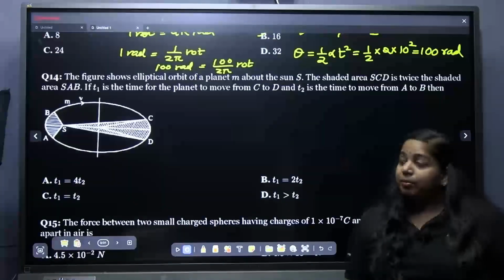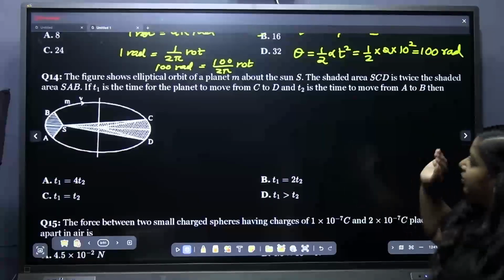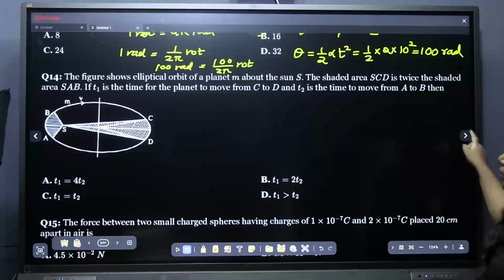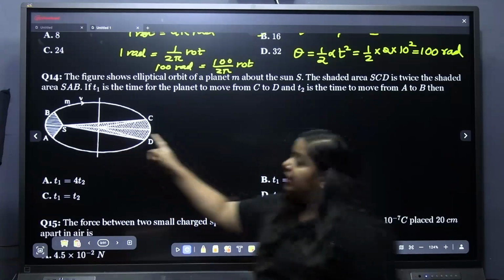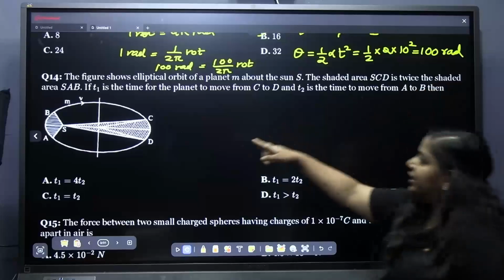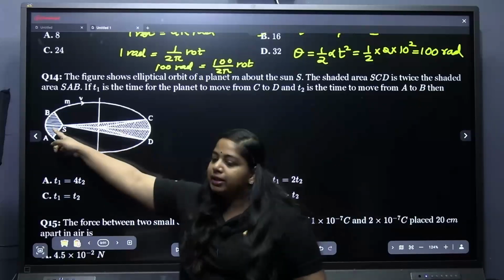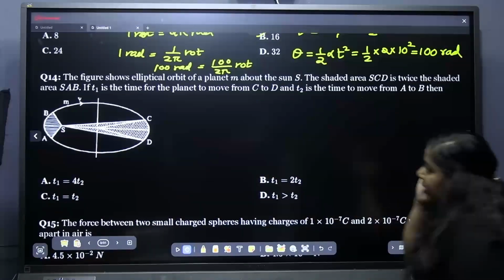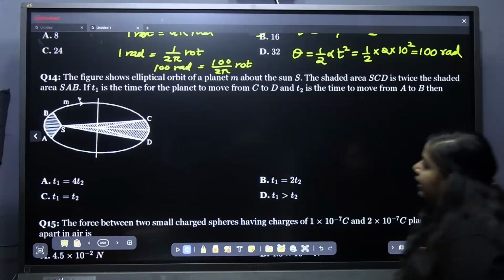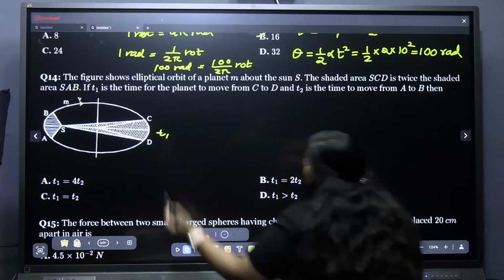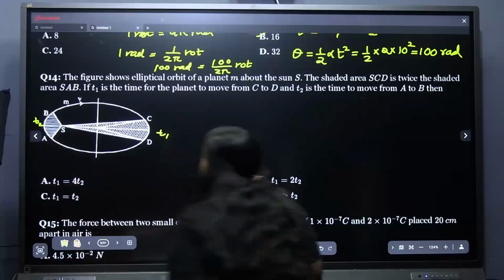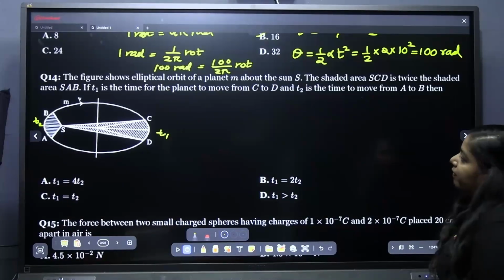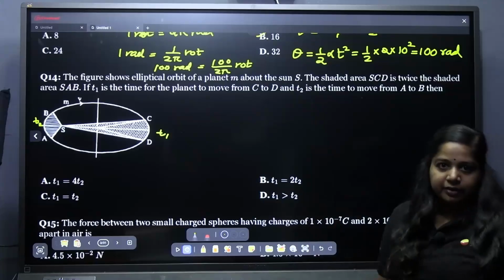So next one is from gravitation chapter. The figure shows elliptical orbit of a planet M about the sun. Shaded area SCD is twice the shaded area SAB. So this area is double of this area. If T1 is time for planet from C to D and T2 from A to B, then out of this which will be correct?